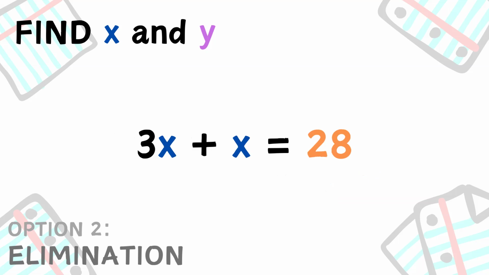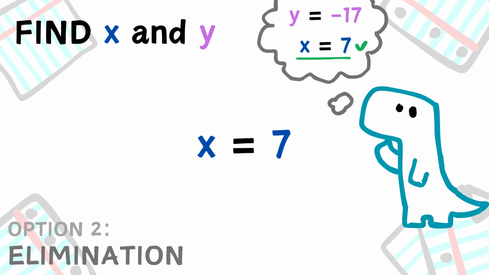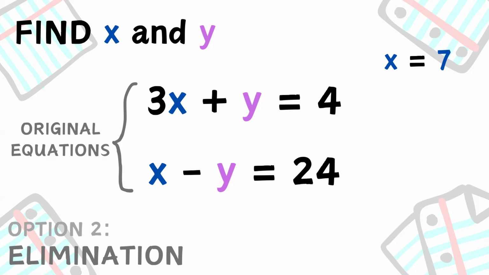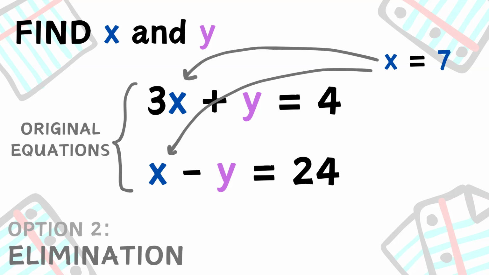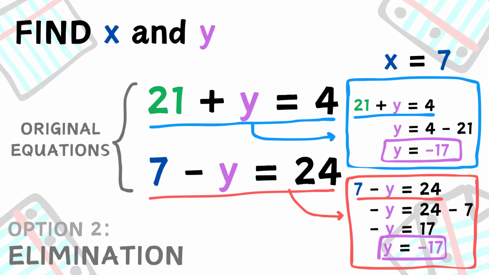24 plus 4 is 28. And adding our x's together, we get 4x. So now we have 4x equals 28. To isolate x, we can divide both sides by 4, and we see that x equals 7. And this matches the answer we got earlier using substitution. Now to find y, we can substitute x in one of our equations, and we find that y is indeed negative 17. Our answers match.